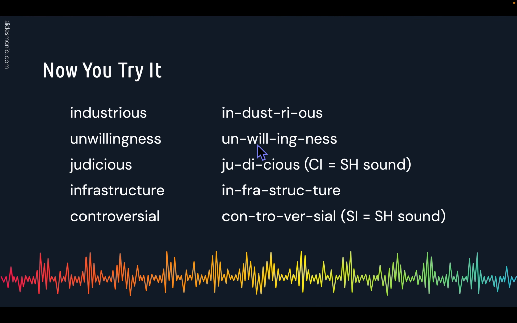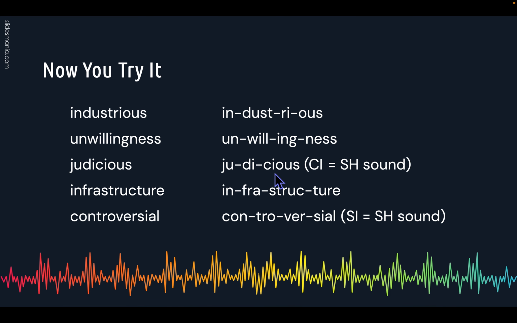Prefix of un, suffixes of ing and ness. Unwillingness. Now we are going to divide after a vowel before a single consonant, here and here. And this OUS says us.